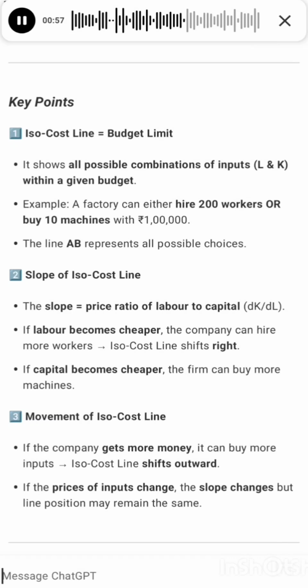3. Movement of ISO cost line. If the company gets more money, it can buy more inputs, and the ISO cost line shifts outward. If the prices of inputs change, the slope changes, but the line position may remain the same.